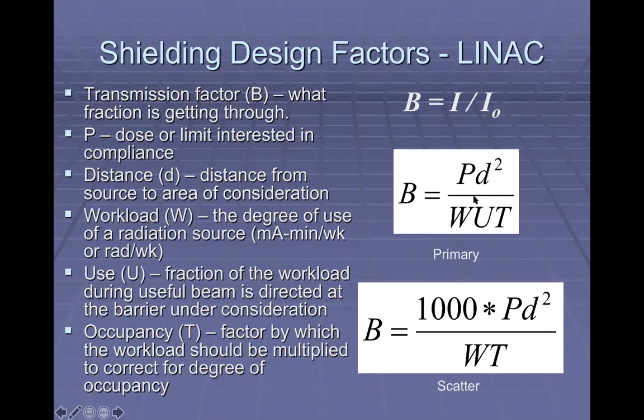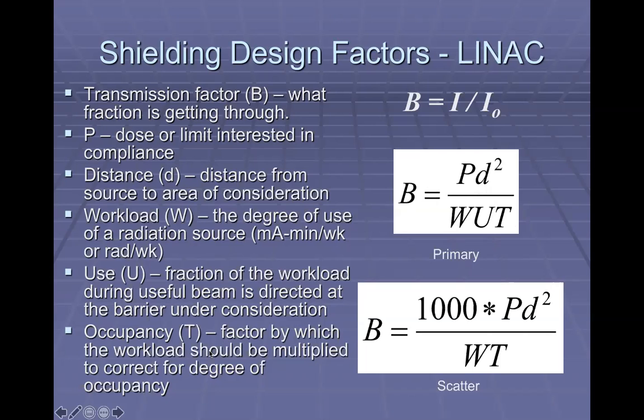So that U factor accounts for the fact that only a percentage of the beam on time, only a percentage of that workload, is directed at the location of interest that you're trying to figure out. And that's why you'll see with scatter, that use factor is missing, because scatter is present no matter where the beam's pointing. But the primary beam will only be pointed at a certain primary shield a certain percentage of the time.